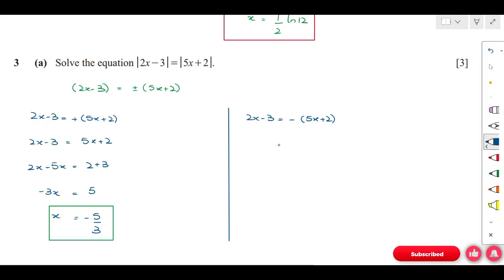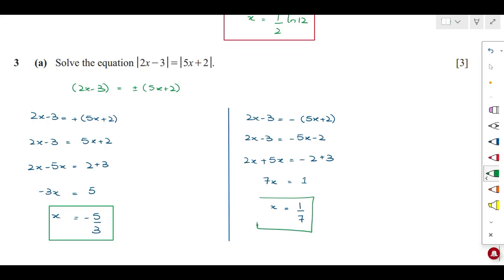Now let me solve the second equation. 2x minus 3 equals, open the bracket, minus 5x minus 2, and combine the x terms first, 2x, and shift 5x to the other side, plus 5x equals negative 2, and shift negative 3 becomes positive 3. So 5 plus 2 is 7x, and from 2 take away 3 is just 1. So the solution for x is 1 by 7. So the two solutions are minus 5 by 3 and 1 by 7.